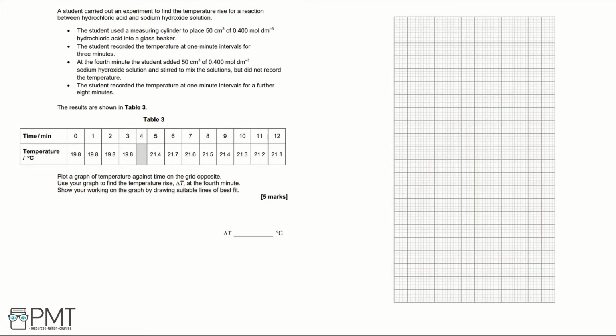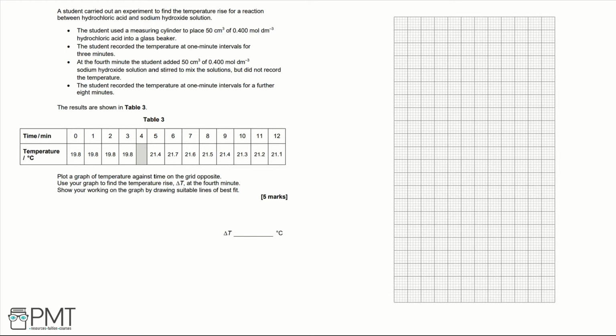A student carried out an experiment to find the temperature rise for a reaction between hydrochloric acid and sodium hydroxide solution. The student used a measuring cylinder to place 50 cm³ of 0.4 mol/dm³ hydrochloric acid into a glass beaker. The student recorded the temperature at 1-minute intervals for 3 minutes. At the 4th minute, the student added 50 cm³ of 0.4 mol/dm³ sodium hydroxide solution and stirred to mix the solutions, but did not record the temperature. The student recorded the temperature at 1 minute intervals for a further 8 minutes. The results are shown in Table 3.